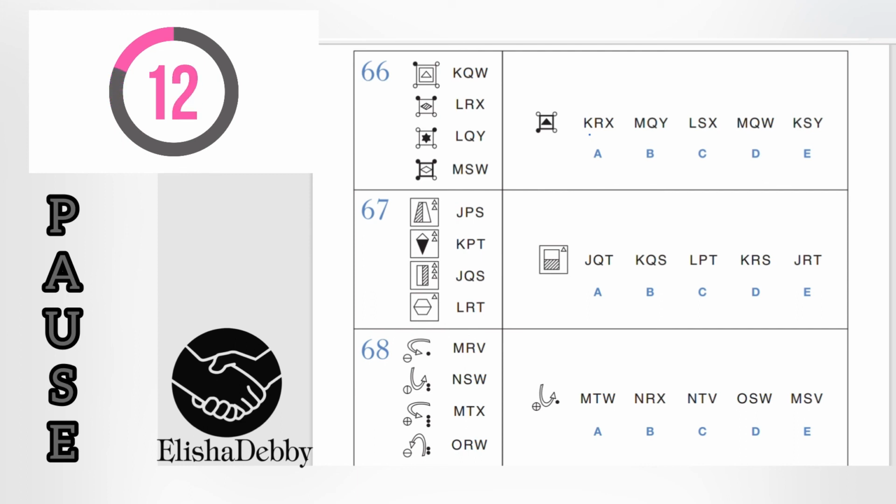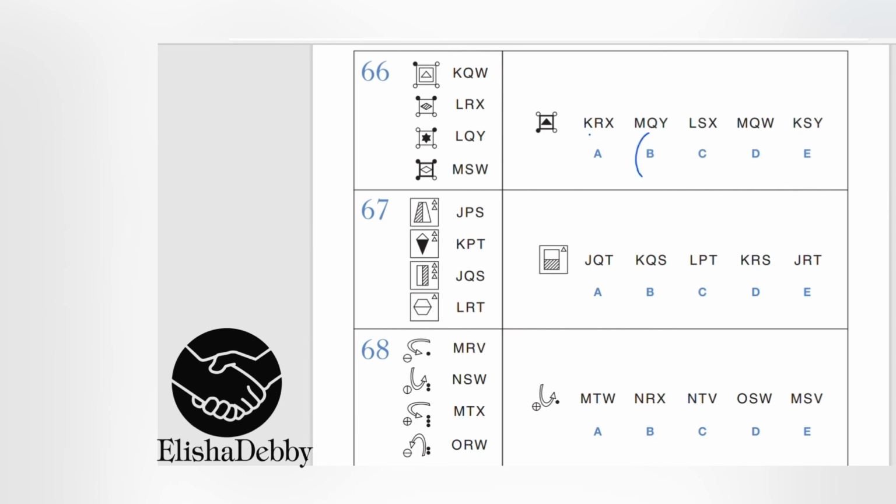Now I can reveal the answer. I can tell you that number 66 is B, 67 is E, 68 is C. Alright, so make sure you do the remaining exercises. If practice, practice, and practice, that's what makes you better at nonverbal.